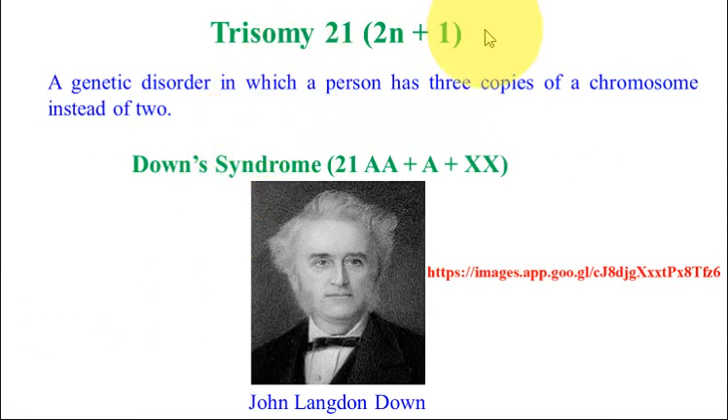Trisomy 21, 2n plus 1. A genetic disorder in which a person has 3 copies of a chromosome instead of 2. Down syndrome: 21A plus A plus XX.